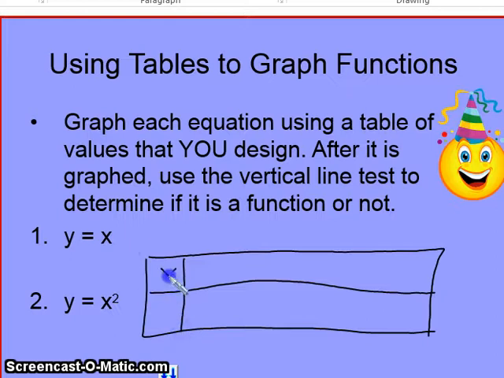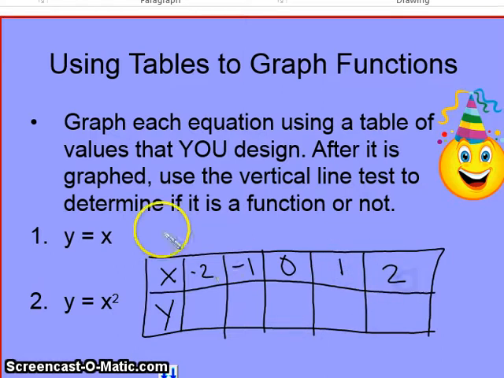Alright, and I'm going to make up some x values and plug them in to get y values. So I'm going to do the same ones: -2, -1, 0, 1, and 2. Alright, so if I plug negative 2 into this function, I have negative 2 squared. So negative 2 times negative 2, which gives me a positive 4. So my ordered pair is negative 2, 4.